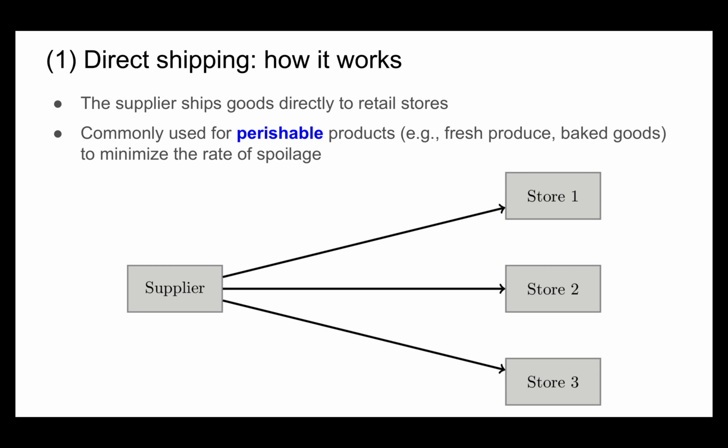The first distribution strategy that we will consider is direct shipping. In a direct shipping strategy, the supplier ships goods directly to retail stores, as shown in the figure here. Companies often use a direct shipping strategy for perishable products, such as fresh produce and baked goods, in order to minimize the rate of spoilage.